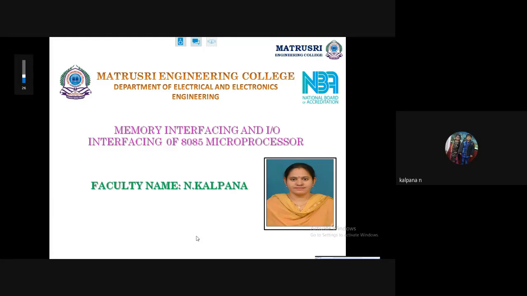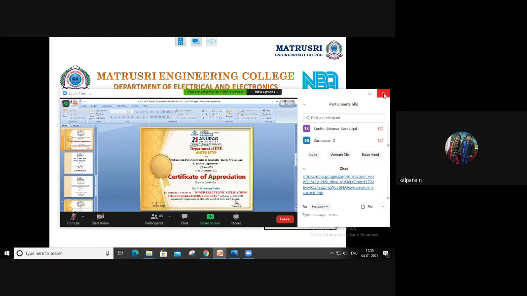Architecture of 8085. Generation of computers. Classification of computers, language classification, and assembly language programming. Very good. So we have discussed everything about 8085, right? The architecture, addressing modes, instruction set, and how we write assembly language programs with the help of the 8085. Everything we have discussed in the first and second units.